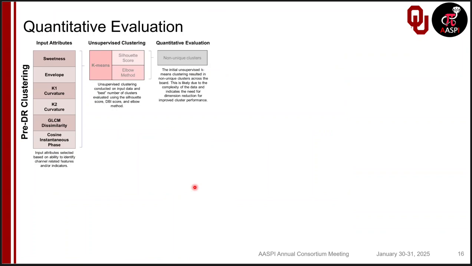Okay, so moving on to our quantitative evaluation then. We're testing unsupervised clustering, so we want to look at it before we've done any of the dimension reduction. So initially, we're going to take our input attributes, put them into k-means, evaluate our silhouette score and our elbow method, and then what we've seen is that those clusters tend to be non-unique. We've got a lot of data overlap.